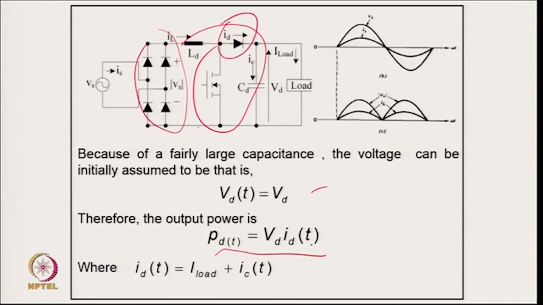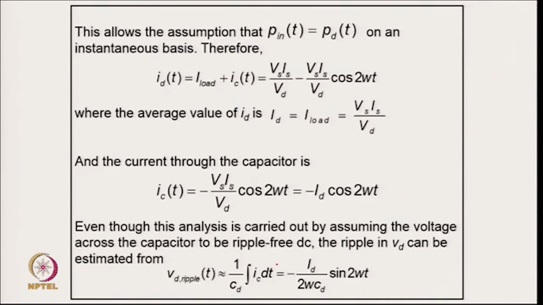That will be the power, and this ID which flows into the diode will of course be discontinuous, but it will have a load current plus a capacitor current. If you look at Kirchhoff's current law, this current is the sum of these two currents. The diode current can be written as the load current plus the capacitor current. The capacitor is supposed to take all the ripple, and the lowest frequency ripple will be the second harmonic. That is the ripple current which will be absorbed by the capacitor, and the load current is the average or DC current.